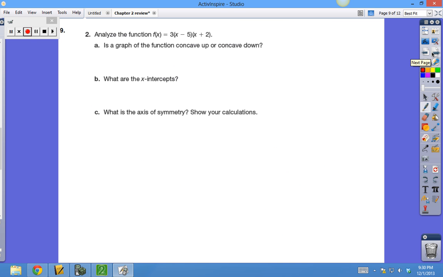9. Okay, analyze this function. Answer these 3 questions. Is the graph concave up or is it concave down?